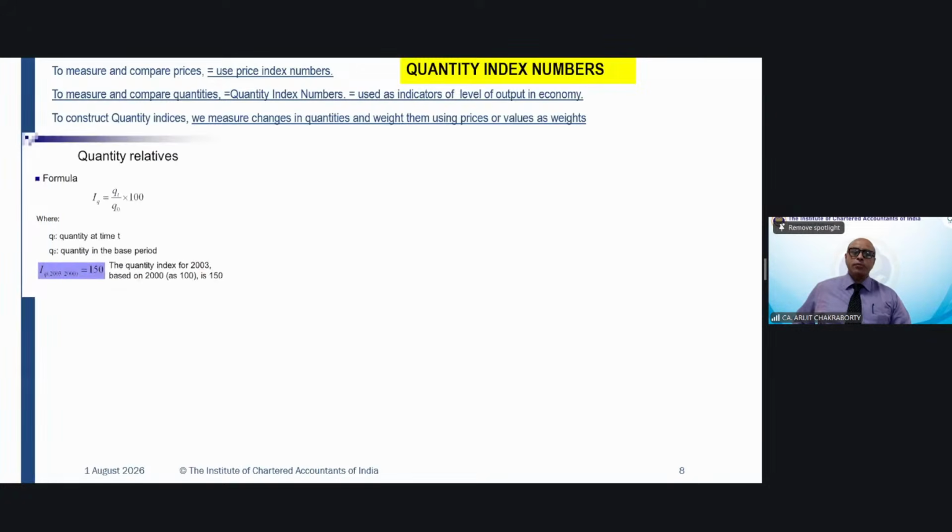That means here the quantity index number is nothing but the Qn by Q0 into 100. यानी quantity of the current year Qn या Q1 आप कह सकते हो, divided by the quantity of the base year Q0 multiplied by 100. So in this example, we can see quantity at time t shown by Qt and quantity in the base period shown as Q0. So we have the formula of quantity relative Qt divided by Q0 into 100.